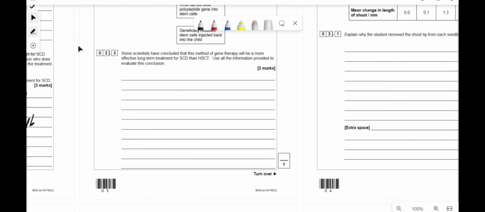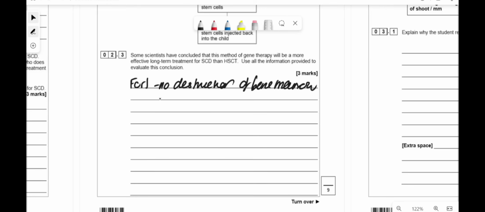With evaluate type questions, you wanna talk about fors and againsts. So the fors are pretty clear here. There's no destruction of bone marrow, and donors are not required. And obviously, there's a reduced chance of rejection. However, the mark scheme says there's a maximum of 2 marks for these 3 points because it's asking you to evaluate. You need to talk about fors and againsts. You can't just list all fors. That's not an evaluation. That's not critiquing it as well.